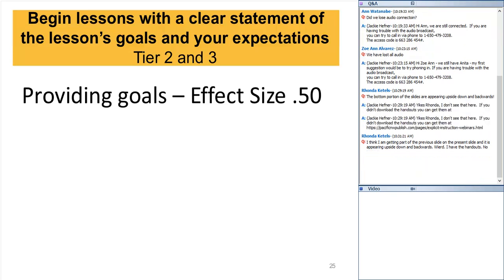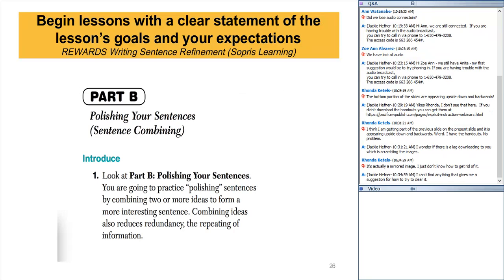And so I just plucked out an example because they could be already folded into a Tier 2 or Tier 3 program. For example, and I didn't have to get permission to use my own material, this is from Rewards Writing Sentence Refinement that I did with Mary Gleason and my good friend Steve Isaacson. And we put in a goal statement and also a rationale for it.